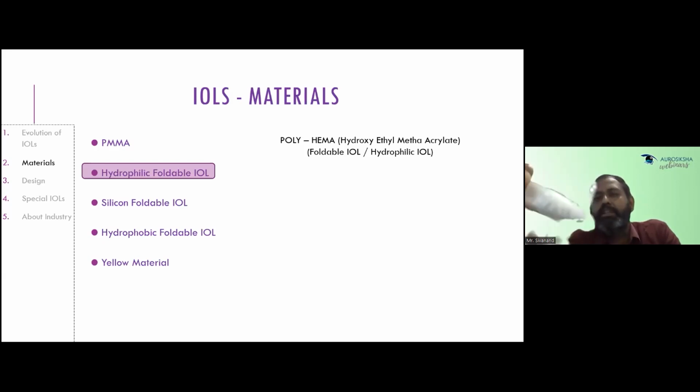Okay. So the foldable IOLs, that's the difference. It allows the lens to be folded and put inside the eye. So basically, it allows the lens to be put through a smaller incision. The rigid IOLs needed a larger incision, and these foldable lenses can go through a smaller incision.